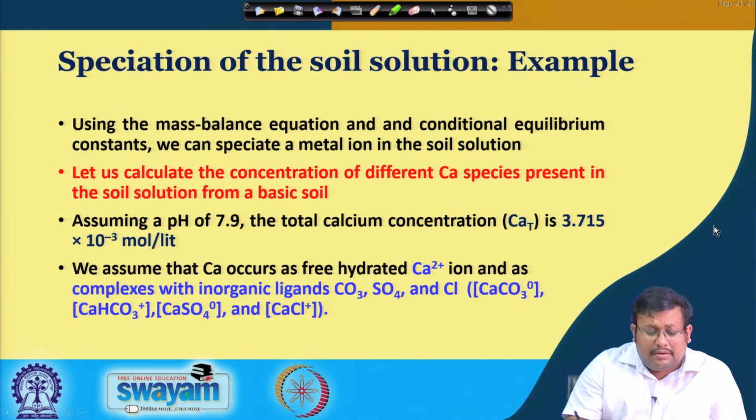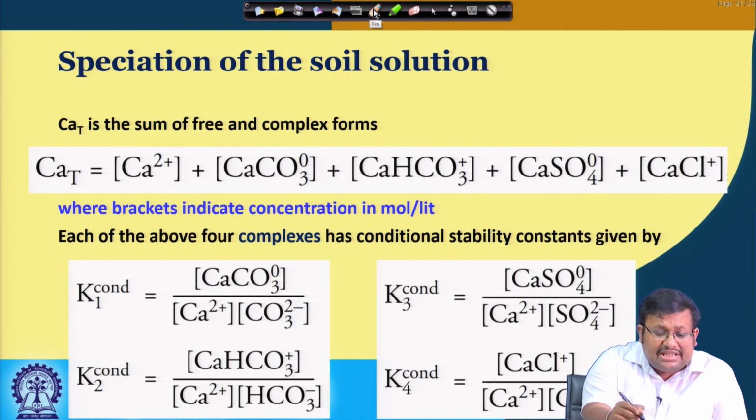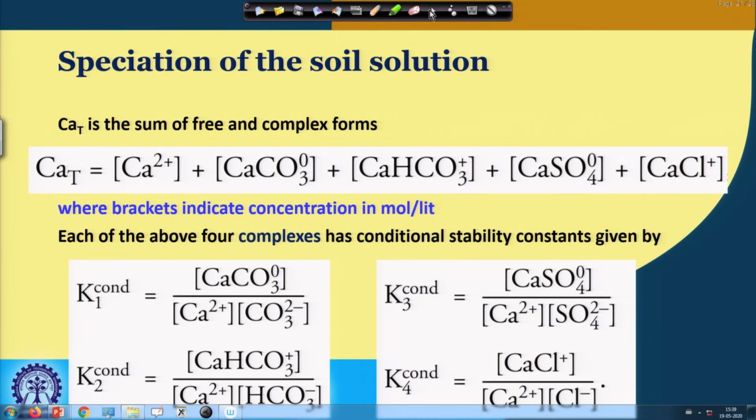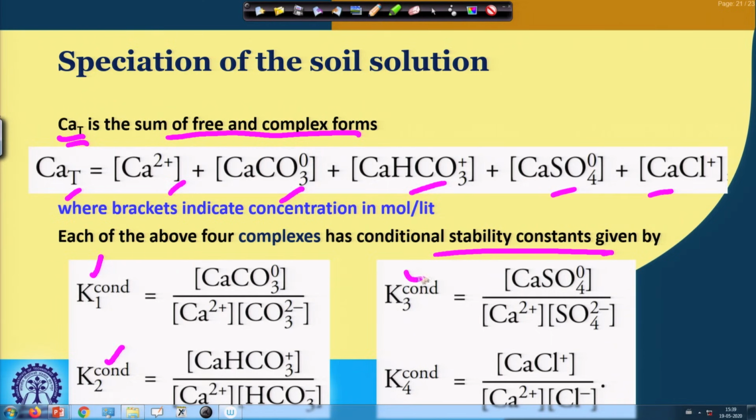Using the mass balance, if we consider CaT as the sum of free and complex forms, then we can express it through this equation, where CaT equals the free calcium plus the complex form concentrations, where brackets indicate the concentration in mole per liter. Each of these four complexes has a conditional stability constant, given by K1 condition, K2 condition, K3 condition, K4 condition.